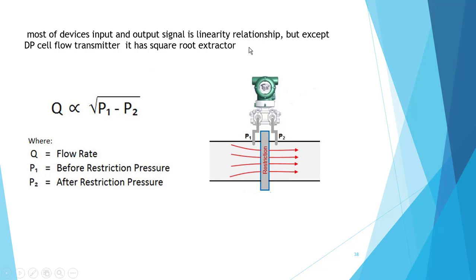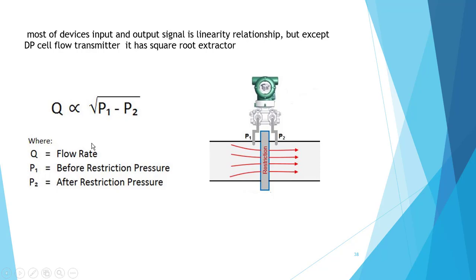But in the smart instrumentation transmitter, you don't use this extra device. It has chips. You can check in the HART communicator. The HART communicator asks if you need square root. If you do differential pressure flow transmitter, you should mark the square root.